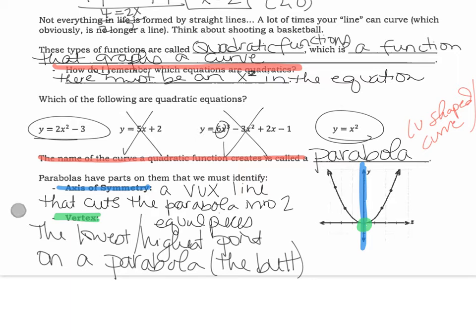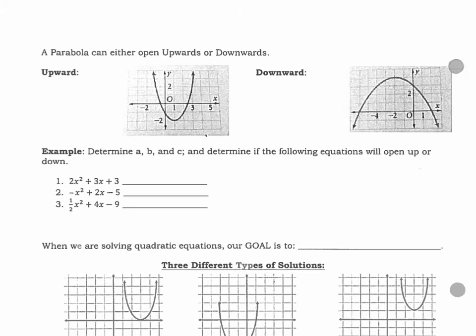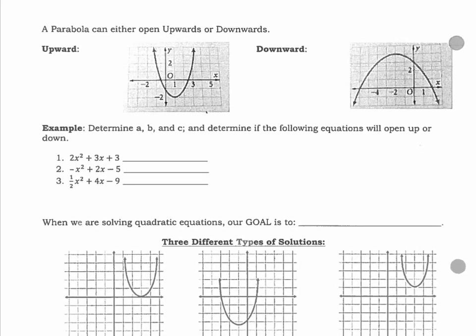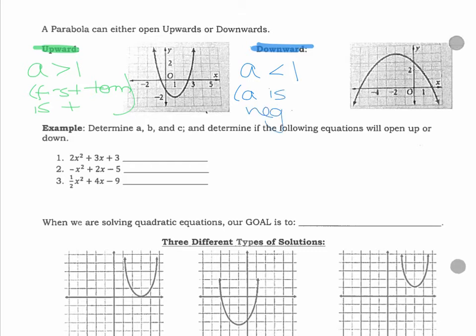All right? Go ahead and flip your paper for me, please. A parabola can open upwards or downwards. A parabola opens upward when a is greater than 1. And what that means, your first term is positive. It opens downward when a is less than 1, which means a is negative.